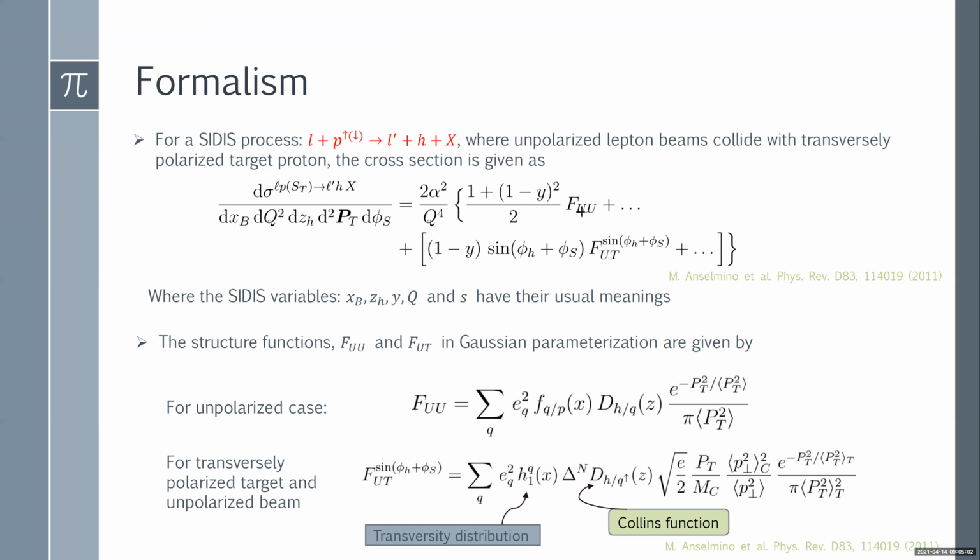These F_UU and F_UT are the structure functions, and in the Gaussian parameterization they can be given in this expression. For the unpolarized case, F_UU is the convolution of the unpolarized PDFs with the unpolarized fragmentation functions, whereas for the transversely polarized target, F_UT is the convolution of the transversity distribution and the Collins function.